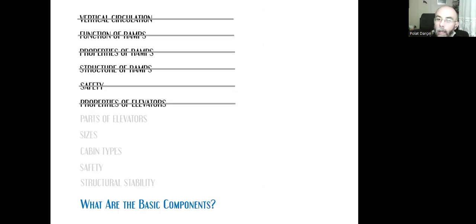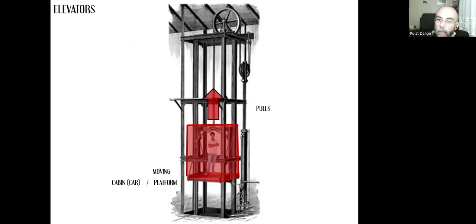What are the basic components? Let's take a look at both of them. The one that pulls is called an electric elevator, but in my opinion, it doesn't make sense. In Turkish, again, it's called electric elevators. It doesn't make sense because both of them, the one that pulls from above and the one that pushes from below, depend on electricity. They work on electricity. So it doesn't make sense to call them electric elevators.